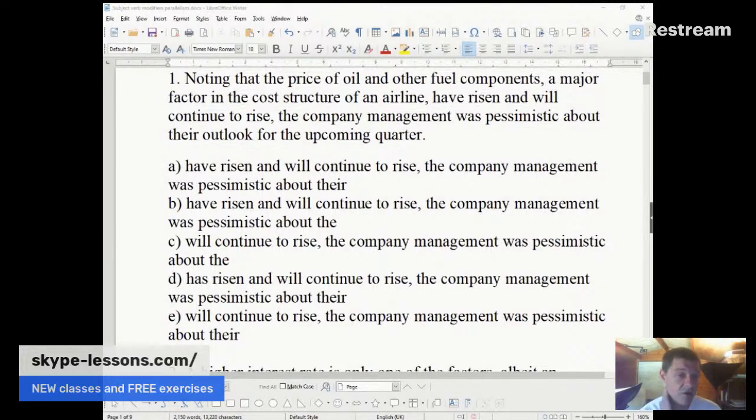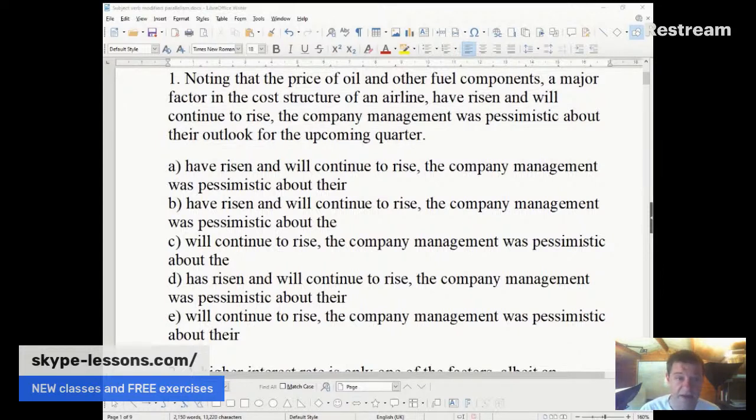And I want you to notice that option A is always exactly the same as the way the question is written. So option A is no changes, of what I've just read out. Option B slightly changes option A. And so instead of saying the company management was pessimistic about their, option B says the company management was pessimistic about the. And so you know they're testing something with this there already, and that's worth remembering.